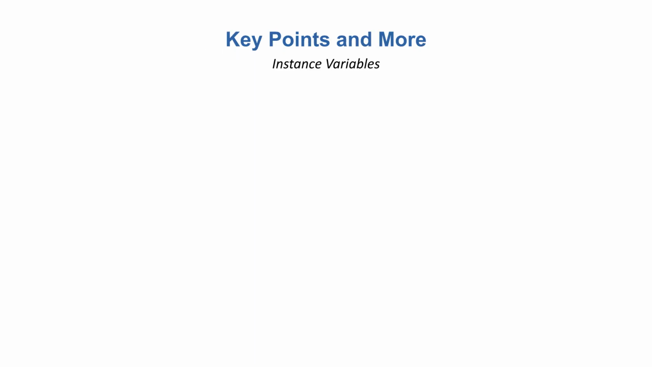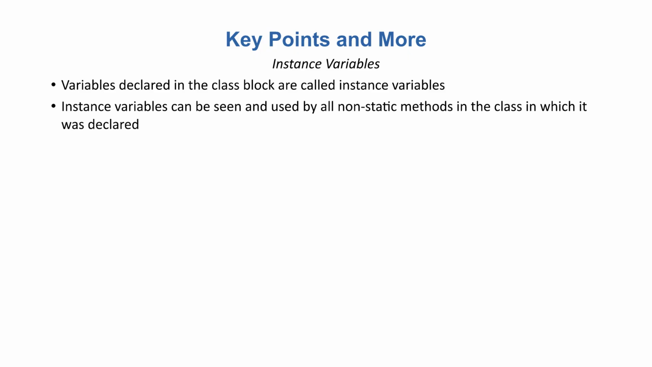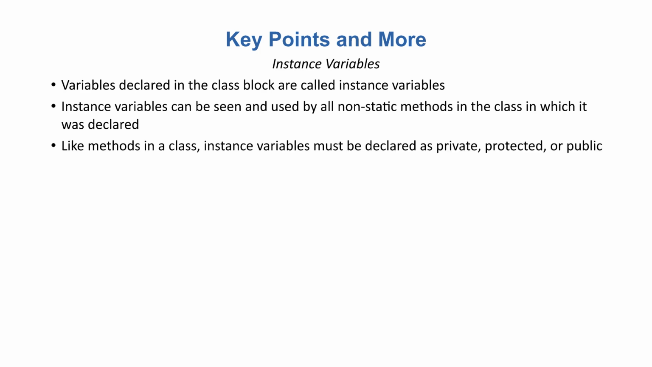Key points and more. Instance variables. Variables declared in the class block are called instance variables. Instance variables can be seen and used by all non-static methods in the class in which they were declared. Because static methods must be self-contained, they cannot use instance variables that aren't static. Static instance variables will be covered in a later lesson. Like methods in a class, instance variables must be declared as private, protected, or public. Always choose the least visible option you need.